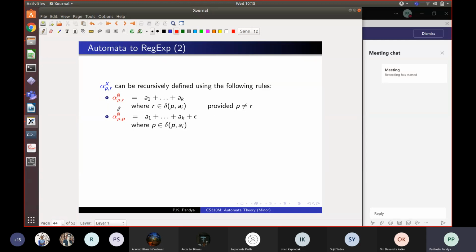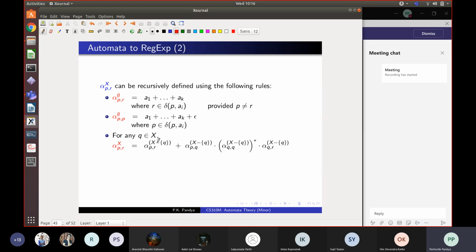Alpha PP with no intermediate states is A1 to AK, where A1 to AK take you directly from P to P itself. There is a self loop from P to P on each of these letters A1 to AK, plus epsilon. Right? So when given an empty set of intermediate states, you can calculate this for any pair PQ by these two rules. That is the base case of the recursion. Any questions here? You will have to do this construction in your homework.